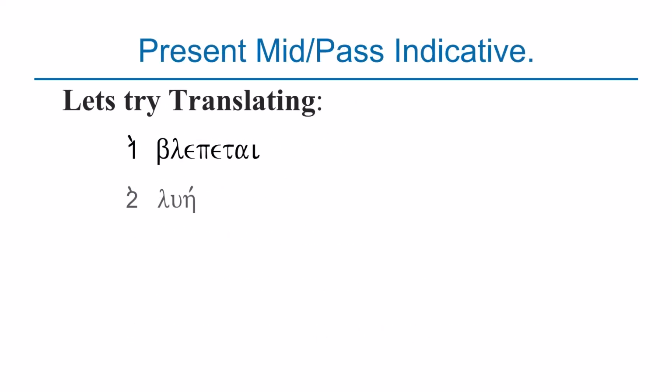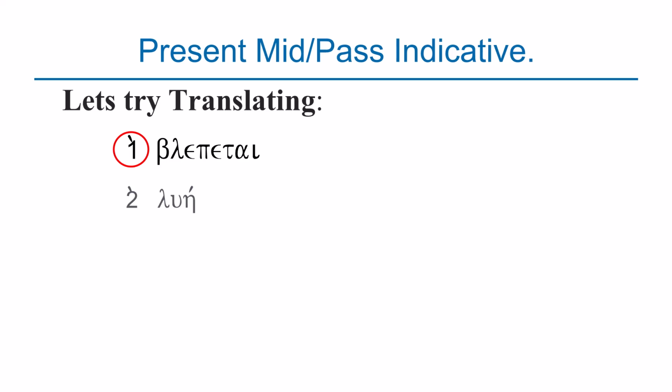Let's quickly look at the middle or passive. How do you translate words or phrases in the middle or passive? Let's try just two. The first one we have blepetai. The second one we have luei. Again, blepetai, you have to look at the ending, which is etai. Like luomai, luetai, that's in the third person singular, meaning he or she or it. Instead of saying he or she or it is loosing, we want to put it in the middle voice.